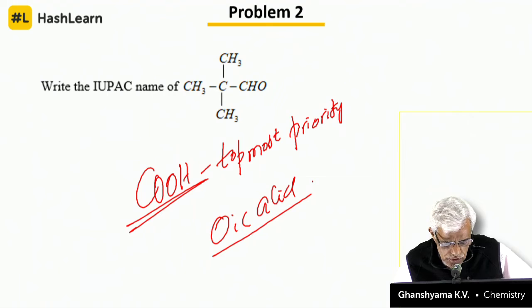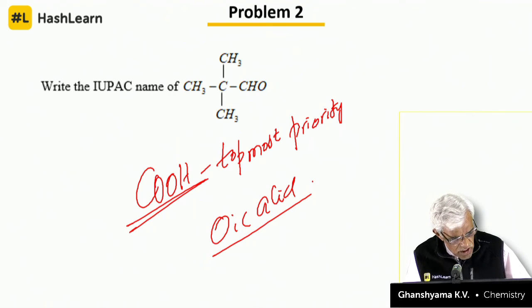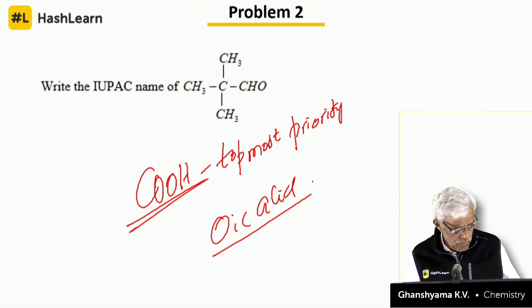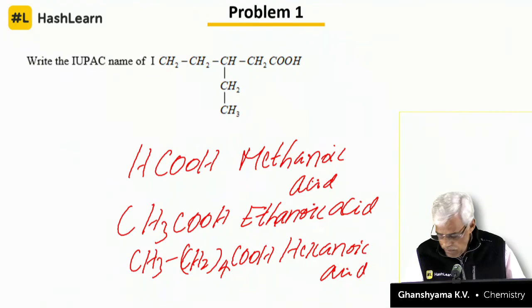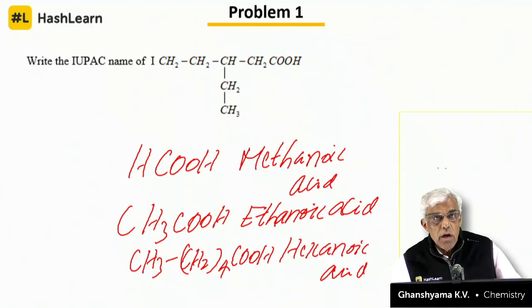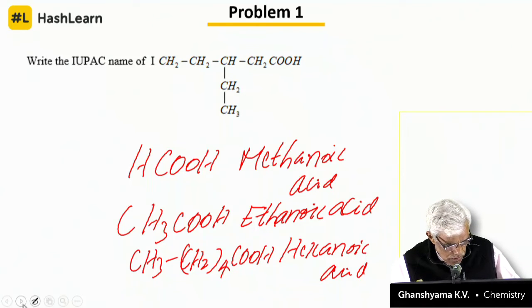Alcohol becomes hydroxy, aldehyde becomes formyl, ketonic group becomes oxo, etc. Okay. Coming back to some of the IUPAC names.